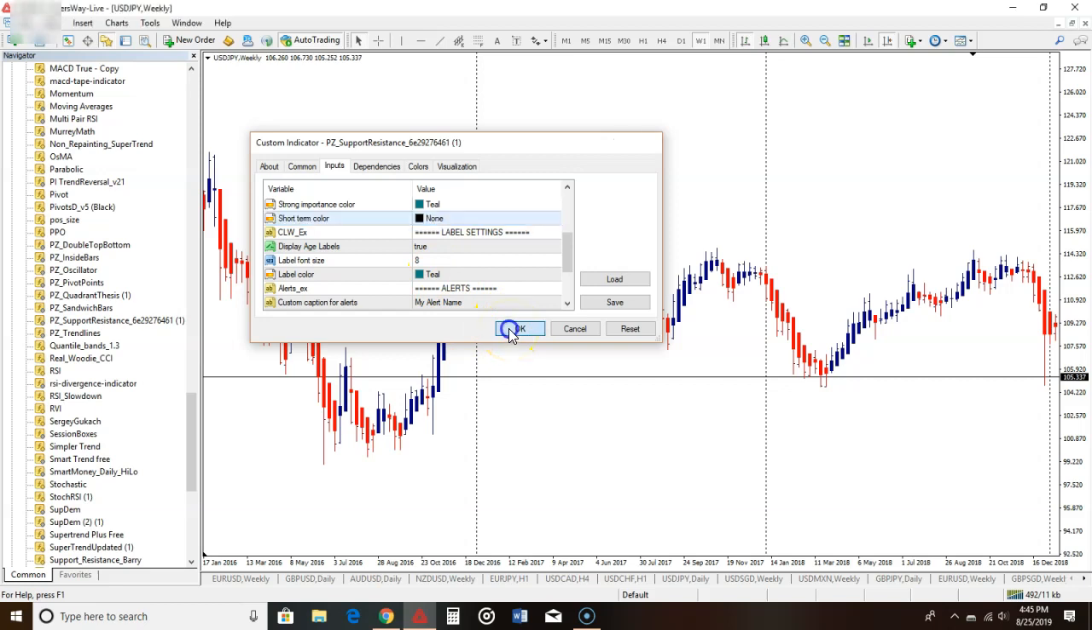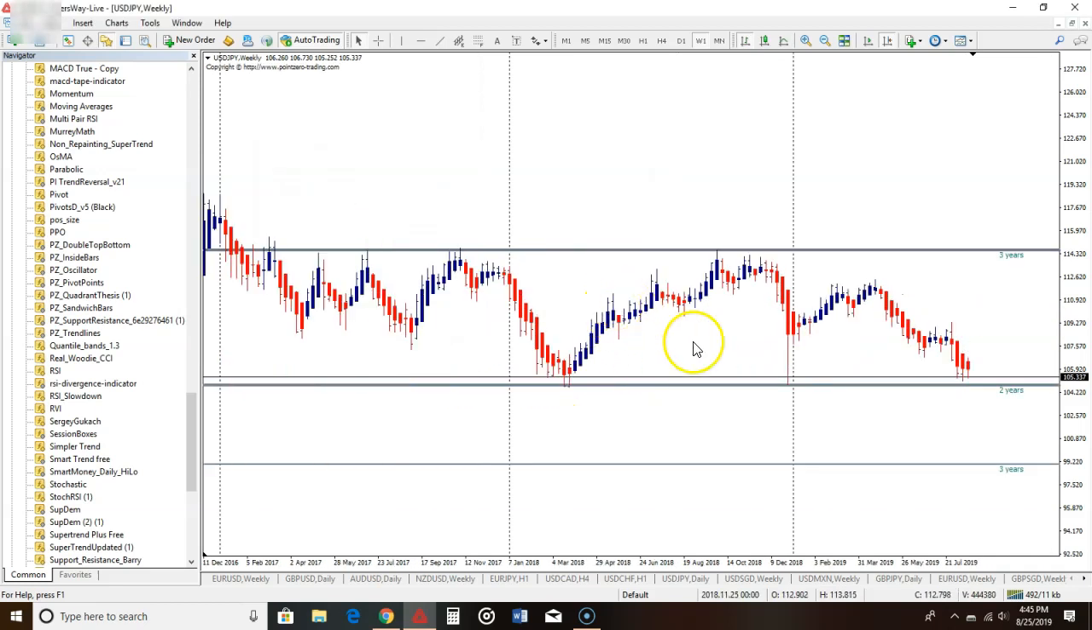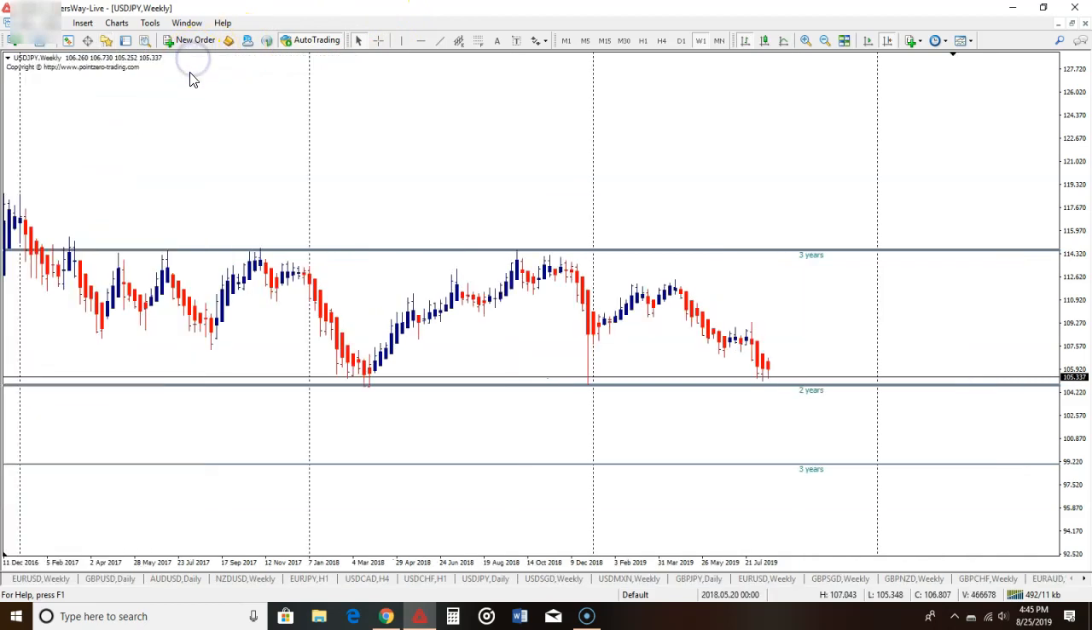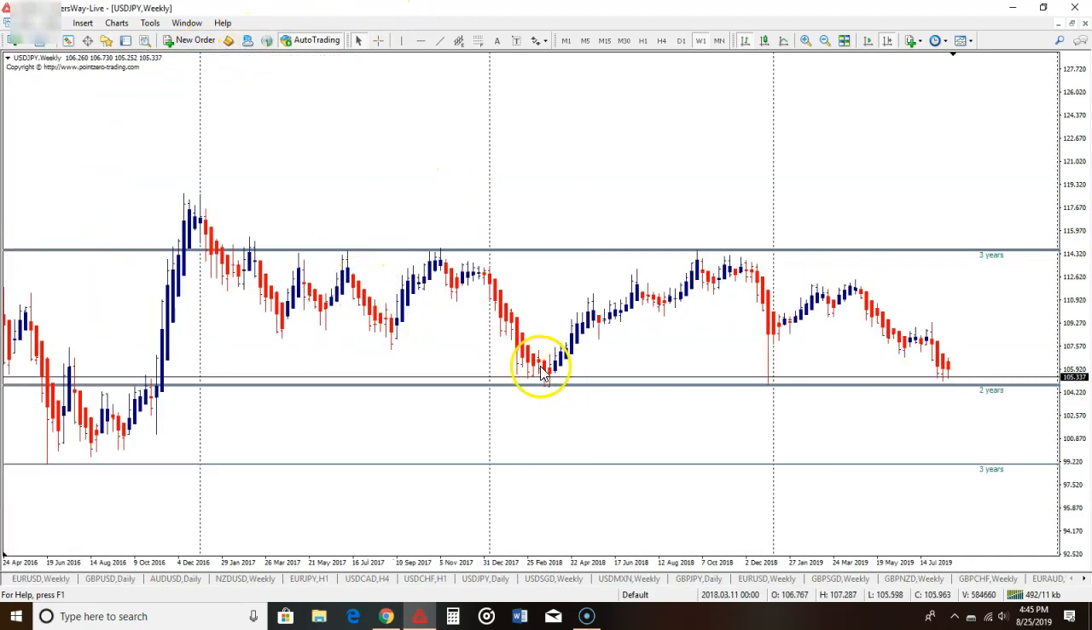So boom, watch this. All right, so now you're looking at true support and resistance. You're looking at support and resistance on the weekly chart, but the levels are from the monthly time frame. Check it out. Look how clean these lines are.